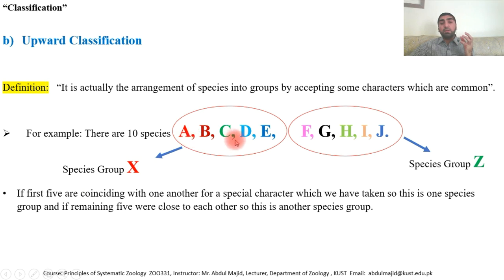We had these ten different species, but then we analyzed them, and found that the first A, B, C, D and E have certain characteristics in common, so we placed them in group X, into one group. Then we also analyzed the other five, F, G, H, I, J, and found that they have some characteristics in common, and we placed them in group Z.